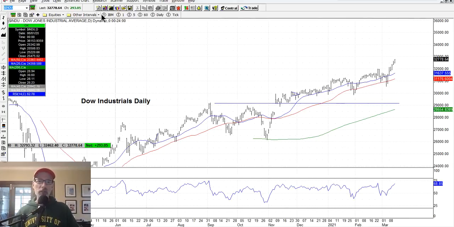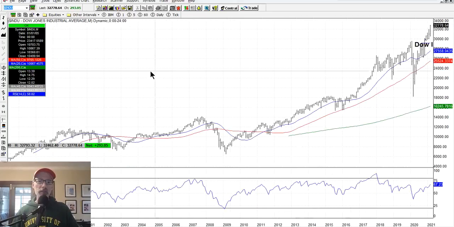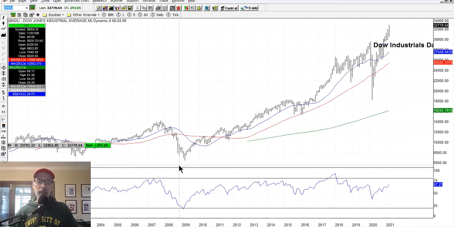The Dow looks pretty strong. If we widen out to a monthly chart, we can see the meltdown in 2008, 2009, and then just moving up nicely. This was the pandemic last March. We're one year out now, and look at the nice rally, all-time new highs for the Dow.